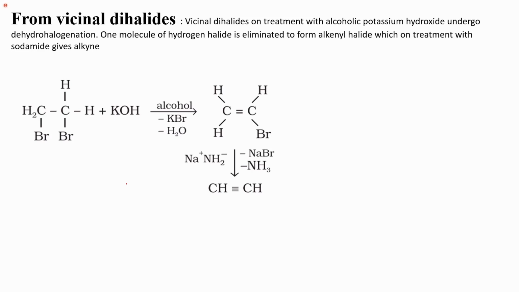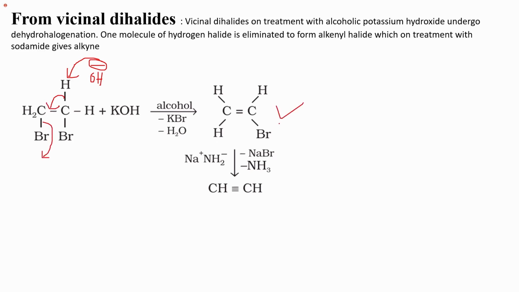We know how to synthesize the alkane moiety and the alkene moiety. Now we are going in another direction, where we synthesize the alkyne moiety from vicinal dihalides. You have to remember, vicinal means on adjacent carbons. Let's say you have CH2Br and CH2Br. Now in the presence of KOH and alcohol, OH minus is a base. This base will abstract the proton from here, then the Br minus will come out.